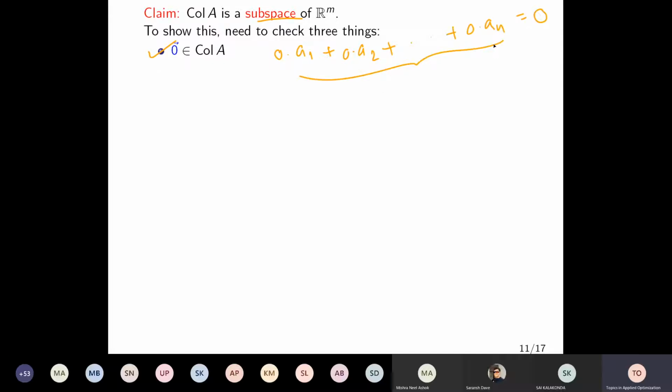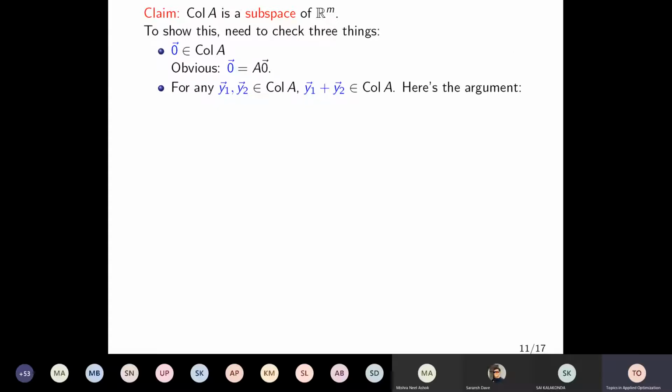Column space of A was all possible linear combinations of columns of A, and one of these is this linear combination where I choose all the coefficients to be 0. So indeed this has to be in the column space of A by the definition of the column space of A. Or another way would be to say multiply A times 0 and it is 0, right?